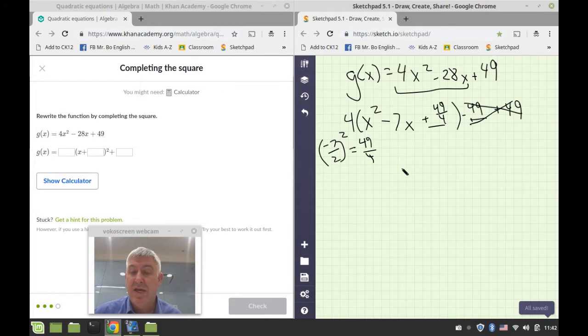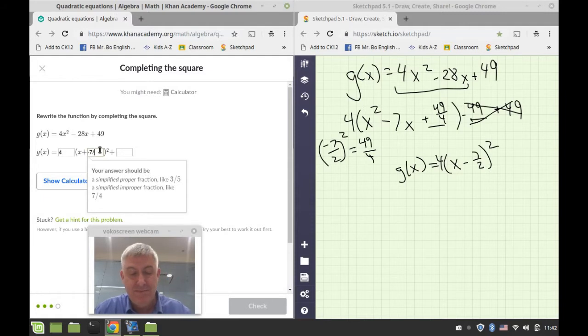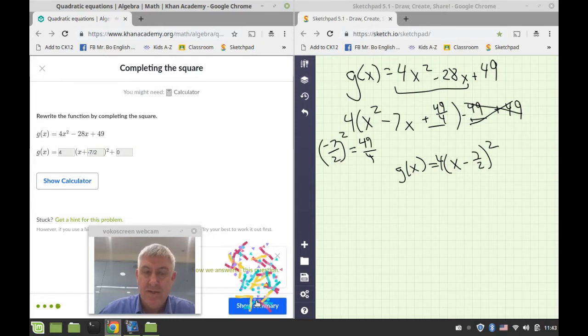So in the end, we're going to have g of x is equal to x, and here's our constant squared. And I forgot the 4. Really nice to have the 4, Dan. Thanks, Mr. Bo. Okay. We'll go ahead and put it in here. All right, there we go.